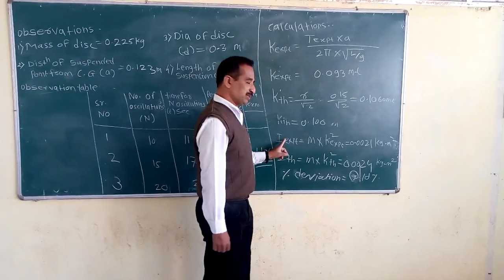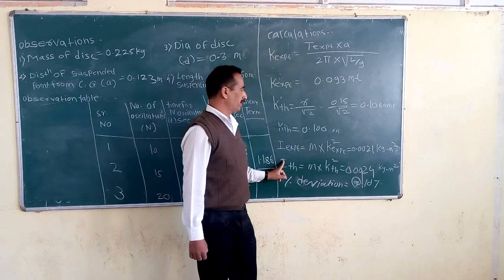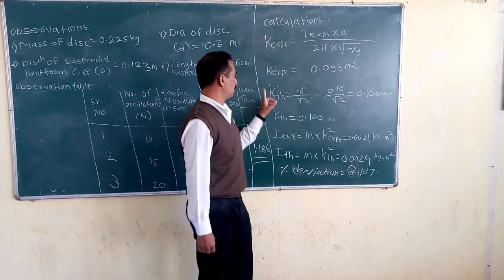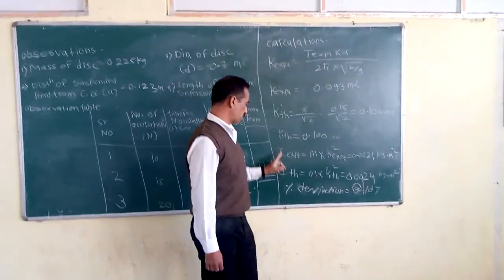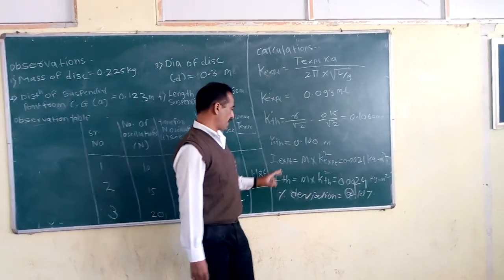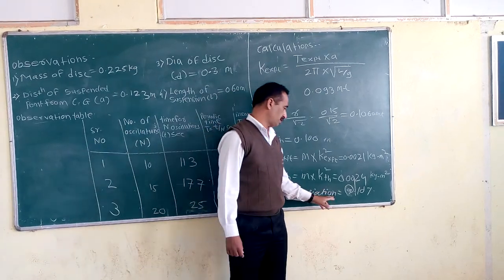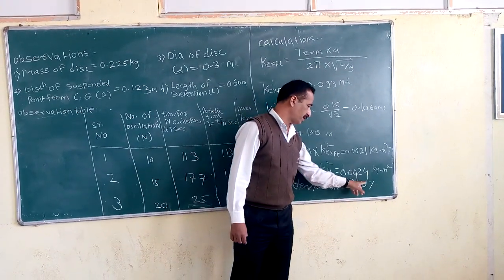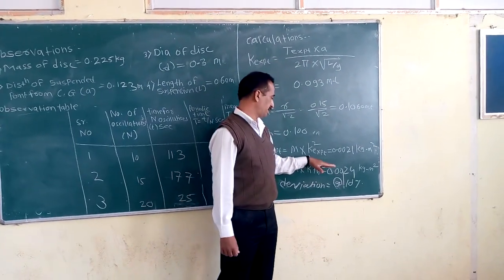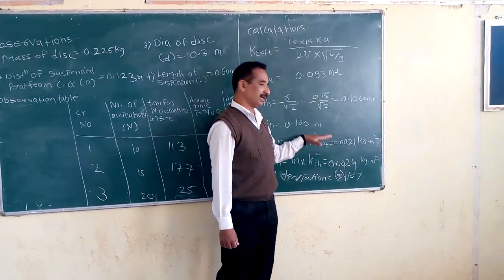So by the experimental method and the theoretical method we have found the radius of gyration for the disk, and also the mass moment of inertia for the disk. If we compare these two results, the percentage deviation is approximately 10%. So we can say that both methods are validated to each other.